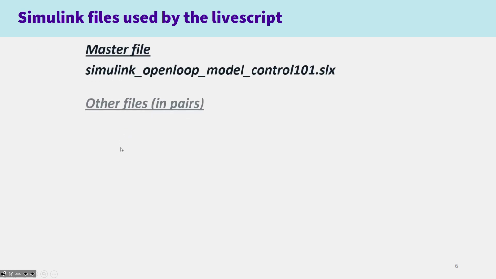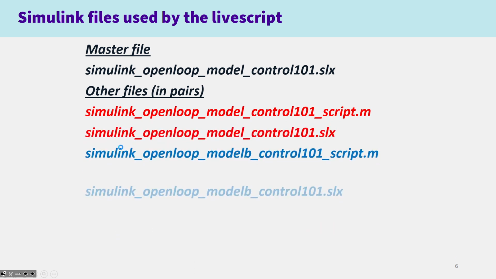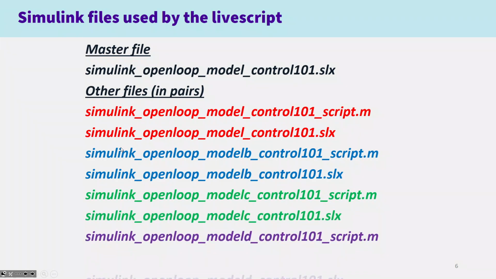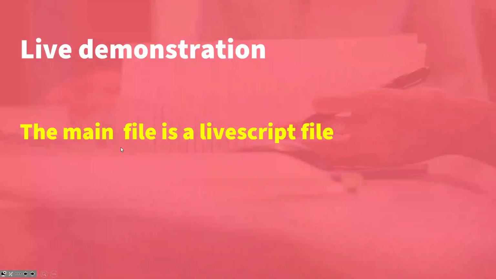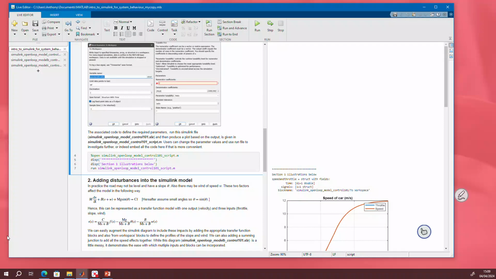So what's in this live script? You can see the master file name, and then the other files come in pairs. You can see there are 4 different examples which are listed here. So there's a Simulink file and the associated MATLAB code to enter the parameters and run that file. And we will demonstrate that now because it's, as always, much easier to see these things with a live demonstration than otherwise. So here is the main live script file.